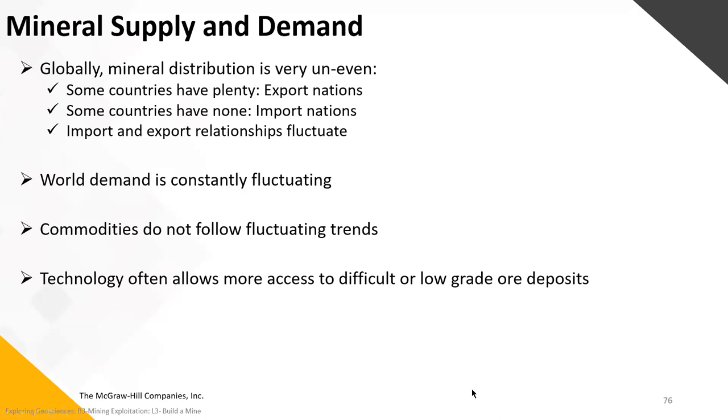Another concept I wanted people to understand that is very important in building a mine is mineral supply and demand. Like any other business, globally, mineral distribution is very uneven. Some countries have plenty, known as the export nations. Other countries have none, known as the import nations. So import and export relationships fluctuate like any other business. The world demand is constantly fluctuating. The commodities follow fluctuating trends, and technology often allows more access to difficult or low grade ore deposits.